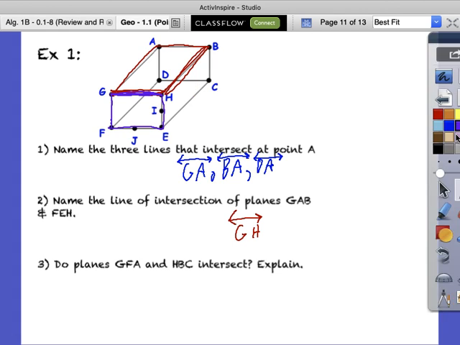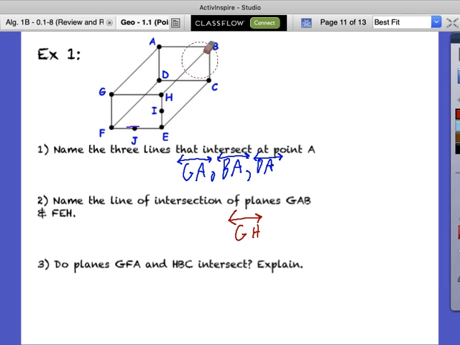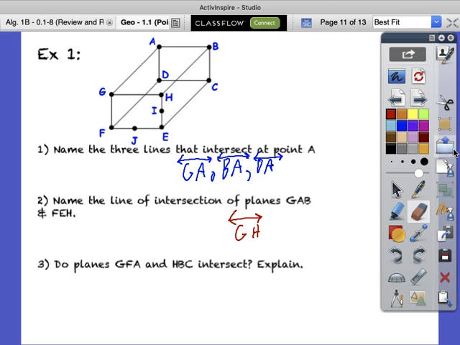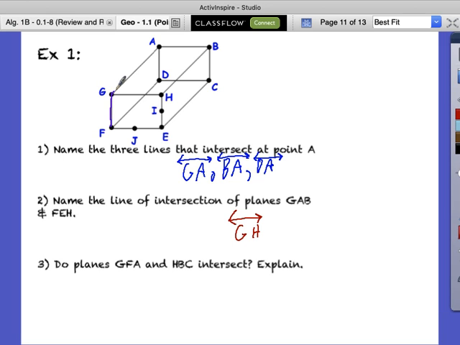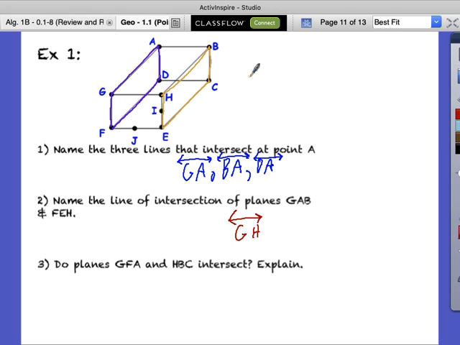So, next question. Do planes GFA and HBC intersect? So one thing I'd recommend is to draw this out on your paper. Okay, so go over and highlight it. GFA, so connect G, F, and A to know that we're talking about this plane over here on the side, as well as HBC, H, B to C. Do those planes intersect? Kevin, what do you think? No, they don't touch at all, do they?